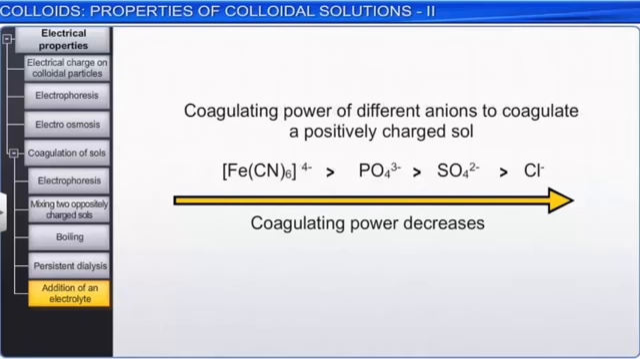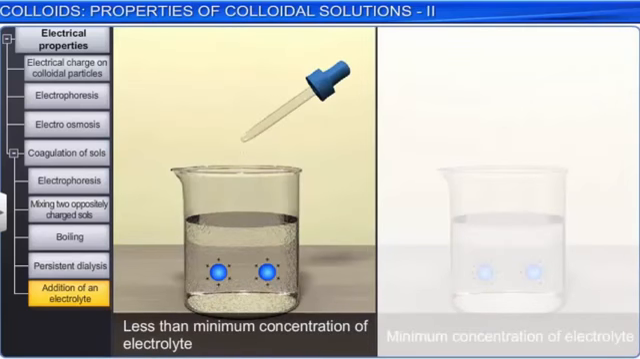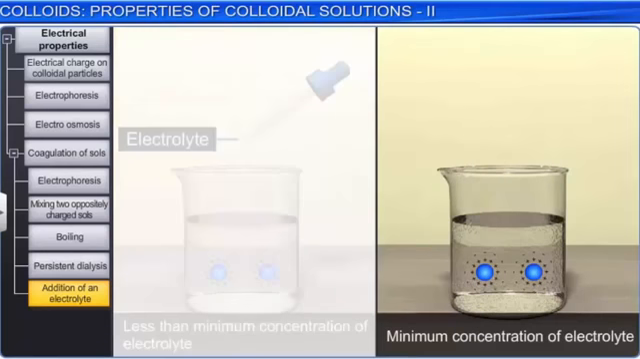Similarly, the coagulating power of different anions to coagulate a positively charged sol decreases in the order [Fe(CN)6]4- > PO4 3- > SO4 2- > Cl-. The coagulation of a sol by an electrolyte does not take place until the electrolyte added has a certain minimum concentration in the solution.